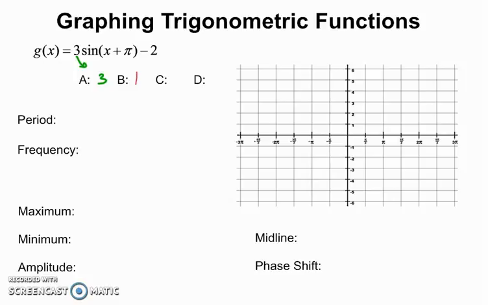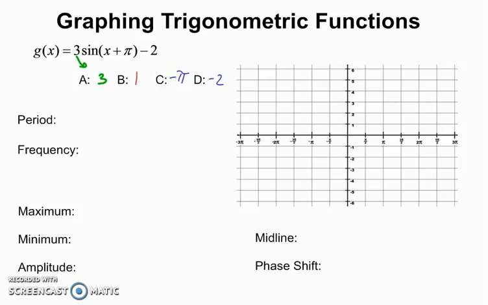C is the phase shift, so it's the number that's being added or subtracted to x, but remember it's the opposite, so it's negative pi. And D is the one at the end, and that controls the graph going up or down. So first thing we want to look at is the pieces of information.